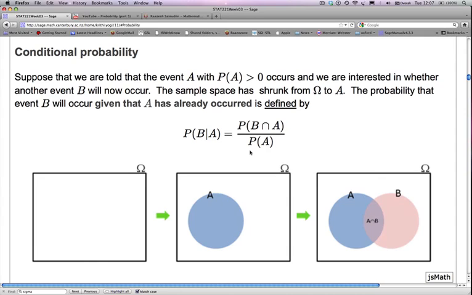Okay, it's as simple as that. So in a Venn diagram, here is the full sample space capital Omega, here is the event A that just occurred, and here is the event B. So given that A has occurred, we are interested in what's the probability of B also occurring on top of A, right? So this place where B and A intersect is A intersection B, and that goes in the numerator and the probability of A goes in the denominator.